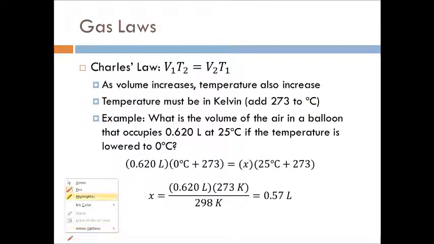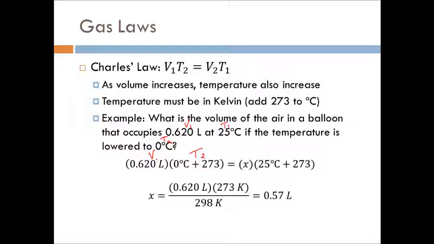Alright, so let's look at our example here. What is the volume of air in a balloon that occupies 0.62 liters at 25 degrees Celsius if the temperature is lowered to 0 degrees Celsius? So here we go. We got V1, they gave us T2, so this is our T2 here. This is V1 and this is T1. Okay, so I just went ahead and added 273 in the equation here.